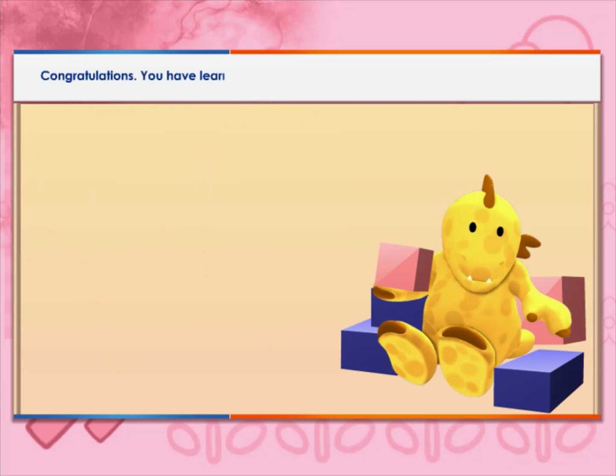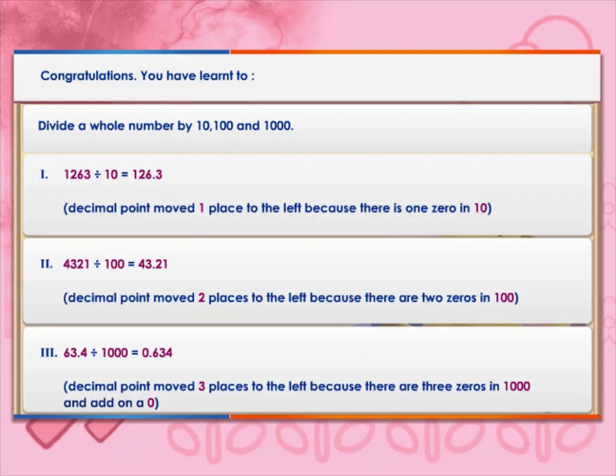Congratulations! You have learnt to divide the whole number by 10, 100 and 1000. We can divide the numbers by 10, 100 and 1000 and so on by moving the decimal point. We move the decimal point left as many places as there are zeros in the number we divide by.